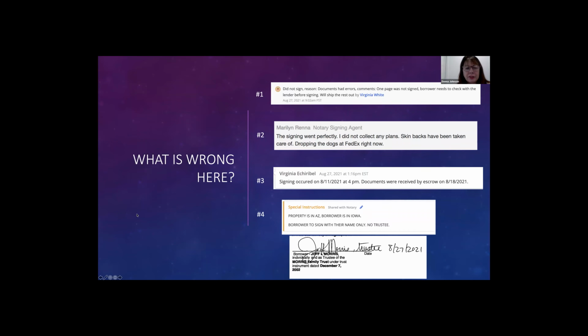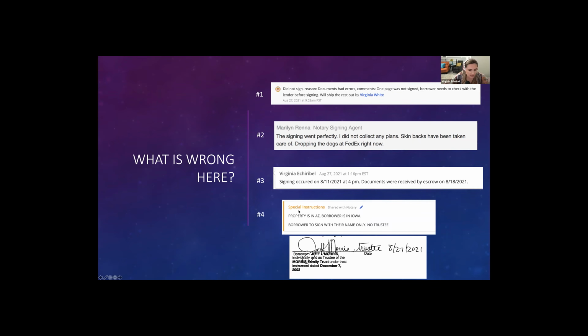Oh, I'm sorry, Virginia. I was going to comment on the other one. About that, on the bottom, he just signed Jeff Morris, trustee, rather than the full signature as it should be. Okay, so pretty close.